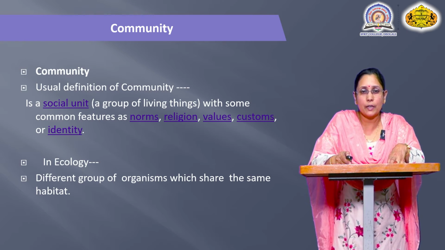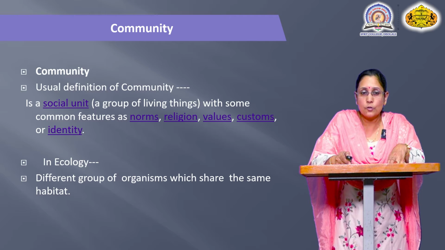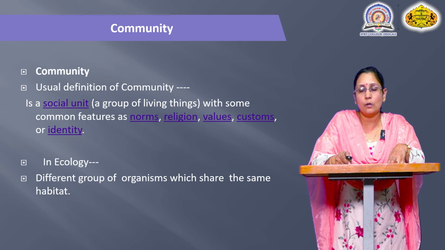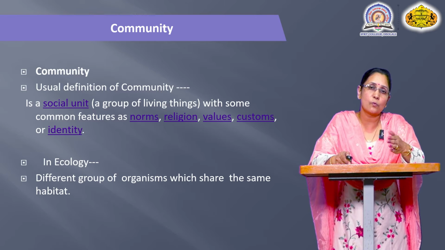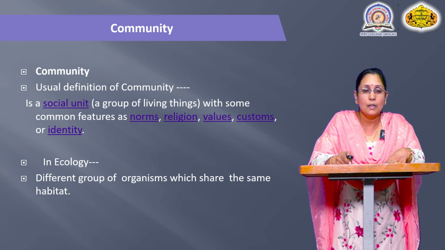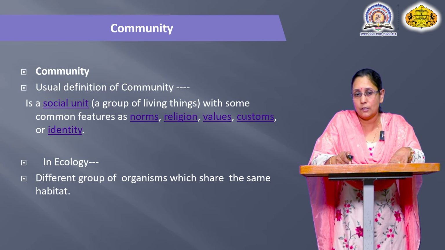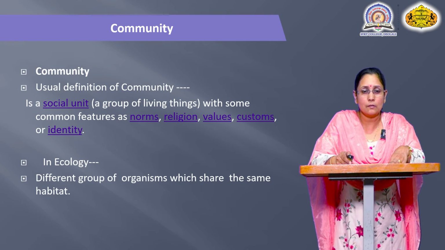Next, a related, similar but quite different term is community. Whatever we usually know or have heard about this term community, according to us it is nothing but a social unit or group of living things from the same religion, with the same values, the same customs and the same identity. But remember, ecologically this term is totally different. So how can we define community? These are the groups of organisms, or different groups of organisms, which share the same habitat.